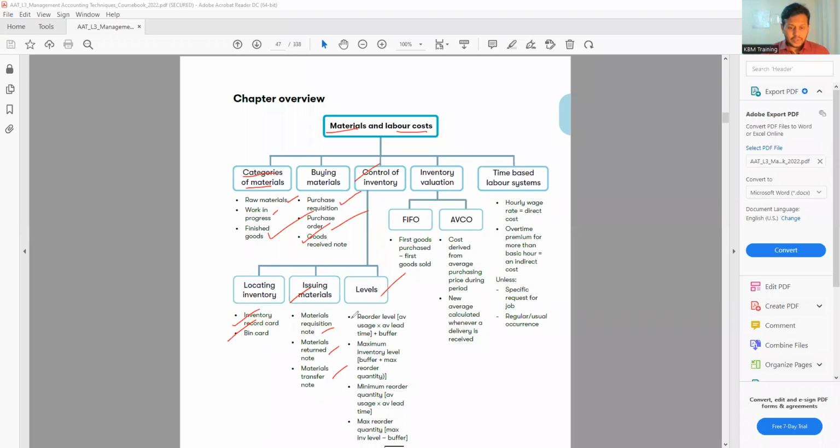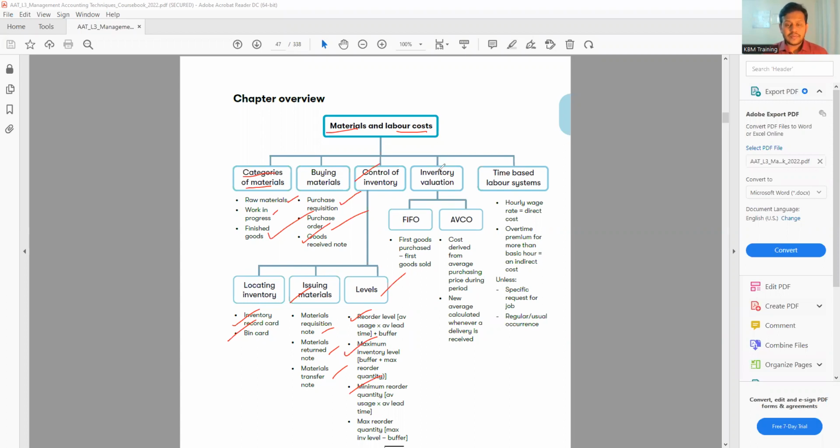So we have some formulas: the reorder level, maximum inventory level, and minimum inventory level. You can memorize these formulas, but they will not be in the exam. It's not very important, but for your understanding, you can always read that.